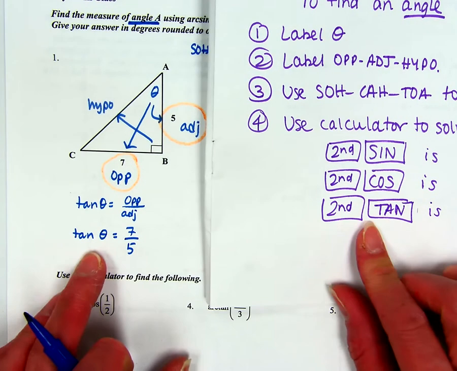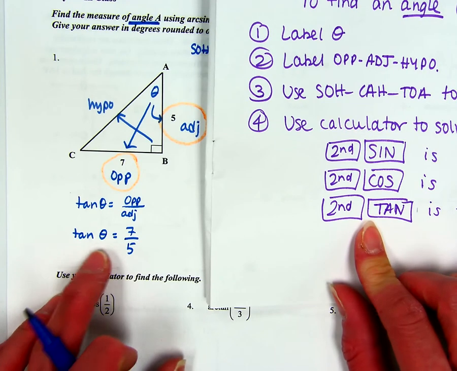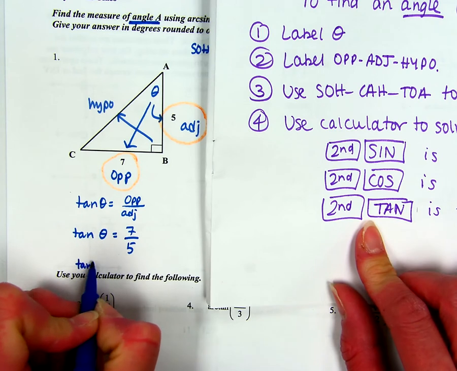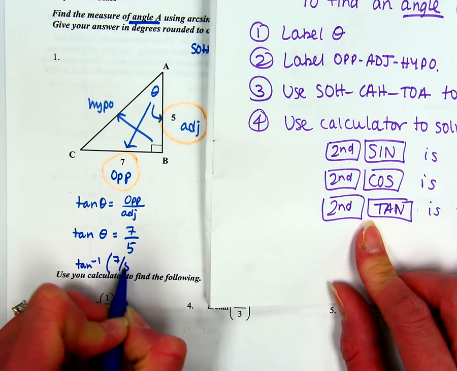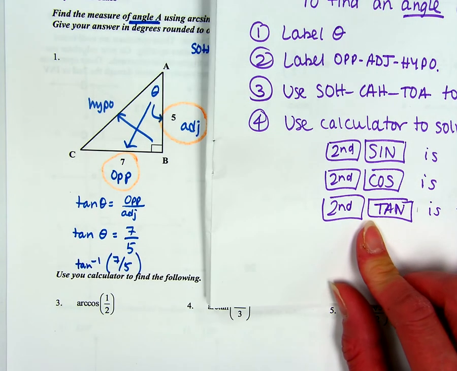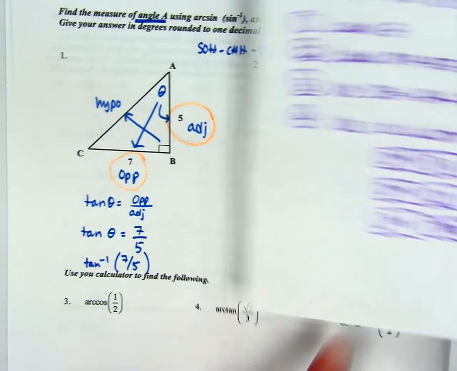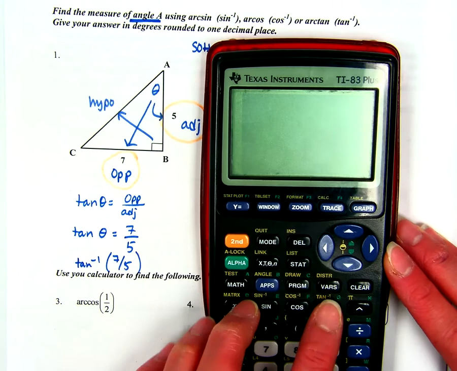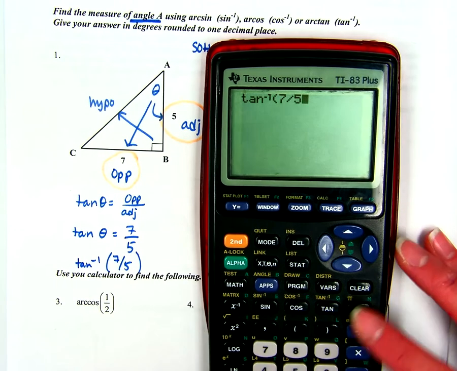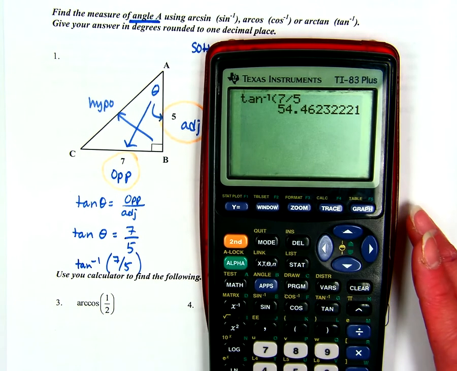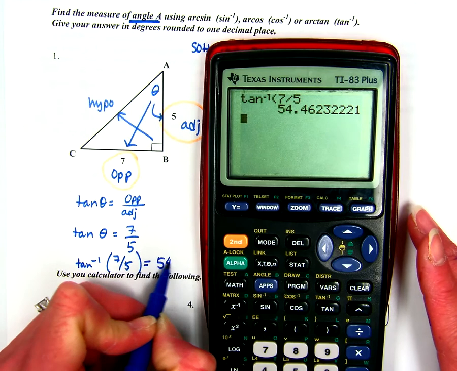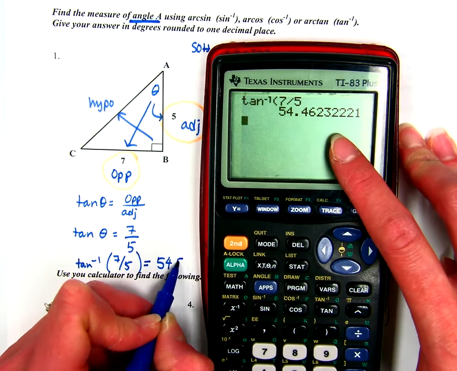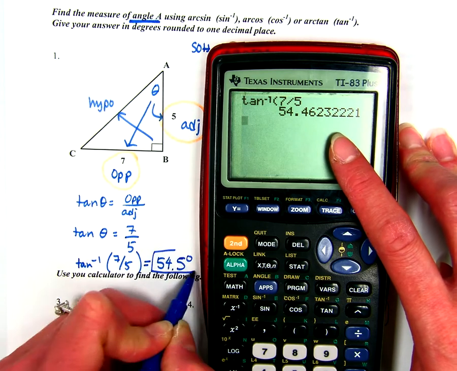All right, step 4 is to make sure you use your calculator. The way that you solve this is you take the inverse tangent of both sides. So we do inverse tangent of 7 over 5. We just need to get our calculator to do that for us. You hit second tangent of 7 over 5, and you hit enter, and that gives us our angle. It said round to 1 decimal place, so it's 54.5 degrees. Then you're all done.